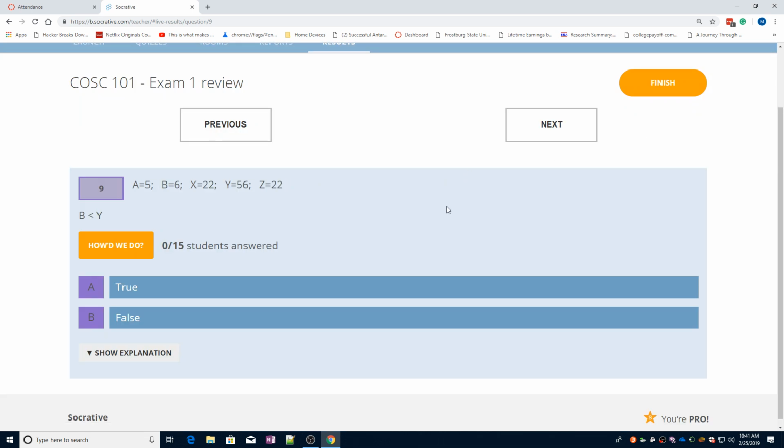All right, here we go. True or false? 15 seconds. Evaluate B less than Y. Does that evaluate to true or false? 5, 4, 3, 2, 1, stop. All right, how'd we do? B is 6, Y is 56. That should evaluate to true. One person missed it. B, 6, Y, 22.